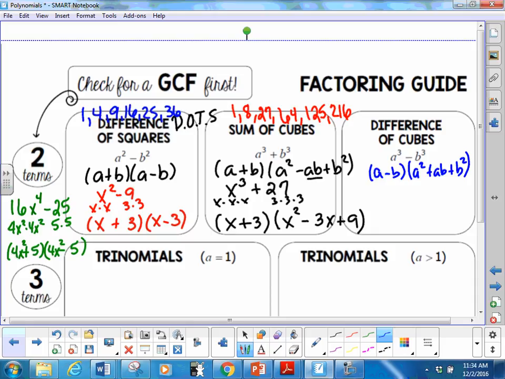Okay, let's try this one: 27x cubed minus 8. Are we comfortable with that being a difference of two cubes? Yes, because it's 3x, and the 8 is the same as 2 times 2 times 2.